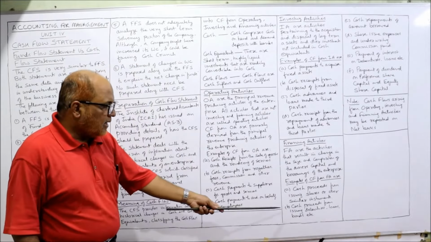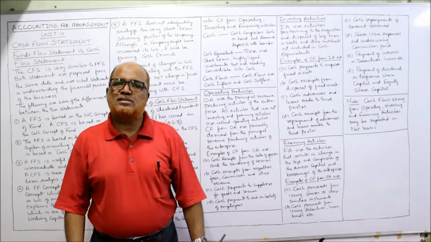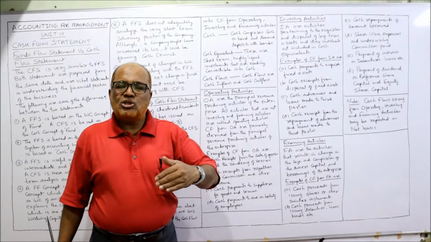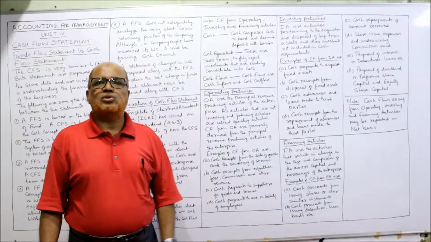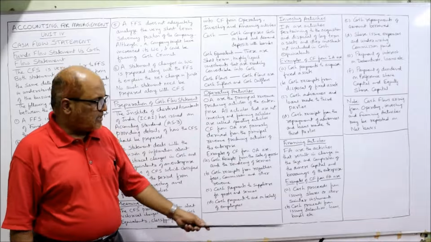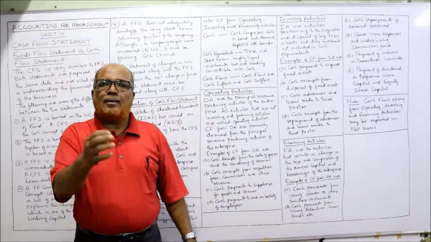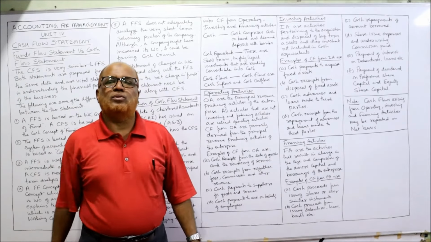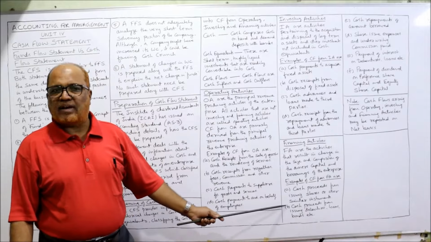Second, cash proceeds from issuing of debentures, loans, bonds, etc. The company has borrowed the funds by issuing the debentures, bonds or other securities. That will also come under financing activity. Next, cash repayment of amount borrowed. Earlier the company has borrowed the funds, now the company is repaying the amount. Repayment of loan, that will also come under financing activity.